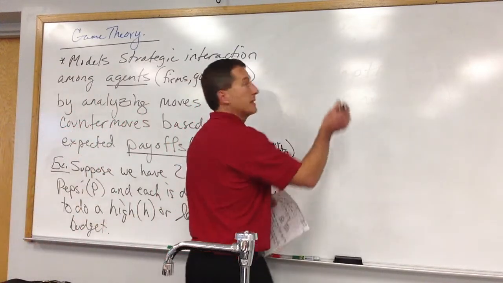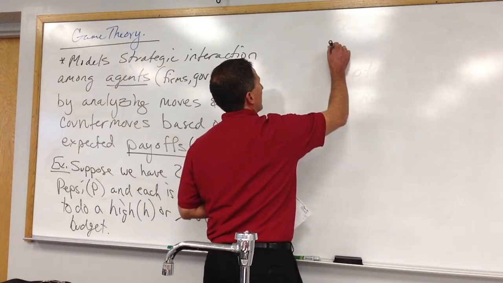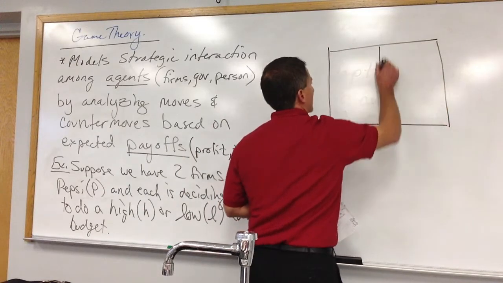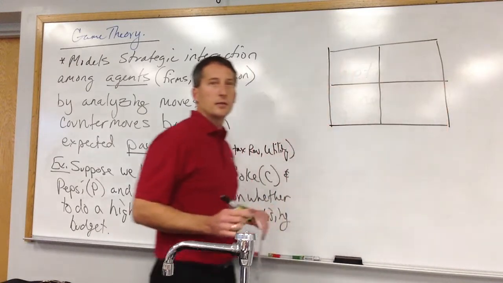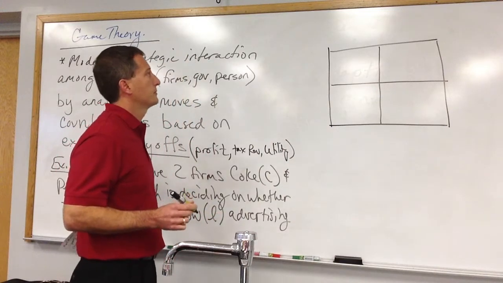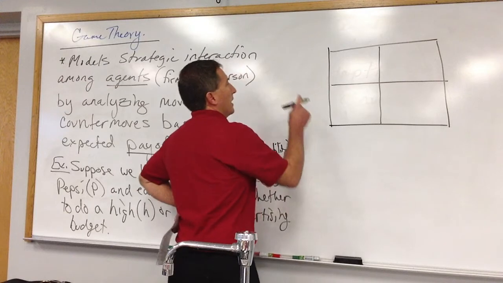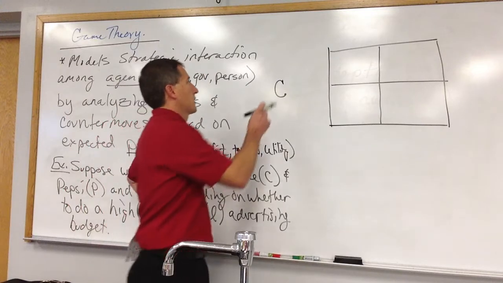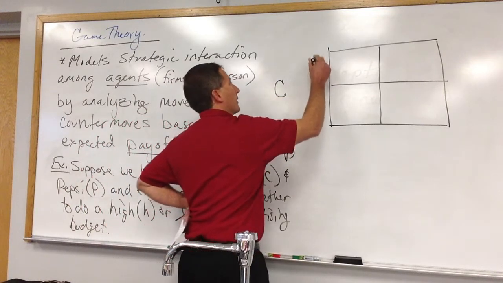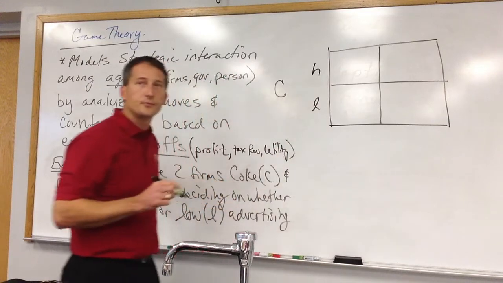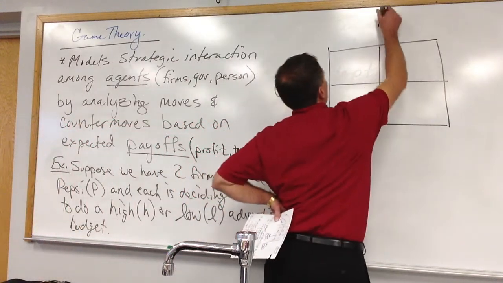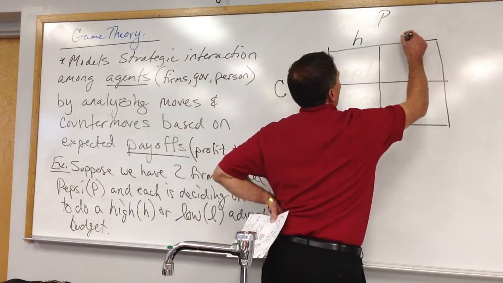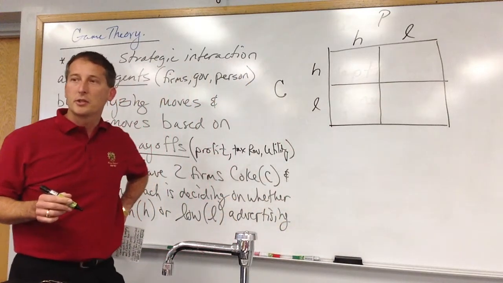All right, so here's the details of our case. We're going to have a 4-square box. Looks like this. So draw it kind of nice and big for starters. And let's go ahead and put Coke here. And Coke is going to have the decision of going with a high budget or a low budget. And Pepsi is up here, and they are going to decide whether they want to go with a high or a low advertising budget.